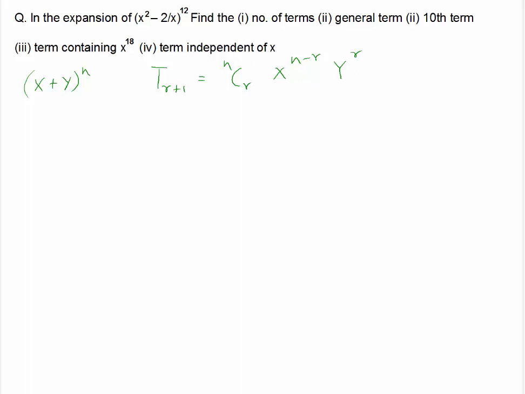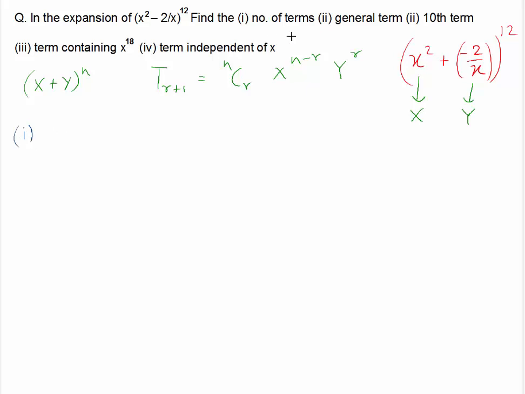Now let's write down what's given to us. So x squared minus 2 by x. This minus 2 by x, you can think of this as x squared plus (minus 2 by x) whole to the power 12. So therefore you'd be able to identify that this is the capital X here and this is the capital Y. So let's see the answers one by one.